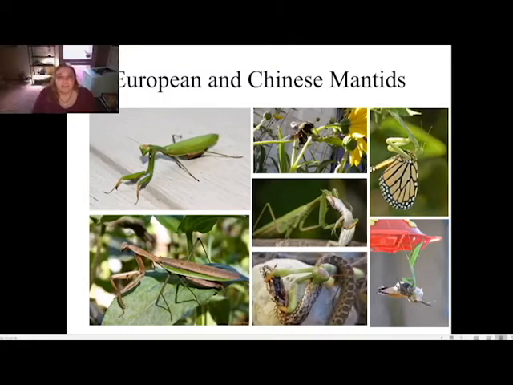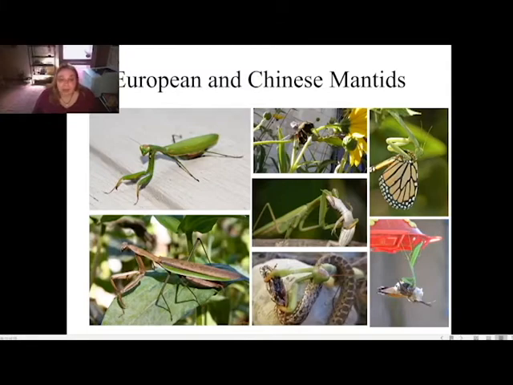And the problem with these guys is that they are very indiscriminate eaters. So they will eat anything they can grab. And that includes native insects, reptiles, amphibians, small mammals, even birds like hummingbirds. Literally anything they can grab, they will eat. And they've been widely released by the public, not knowing that they're invasive.